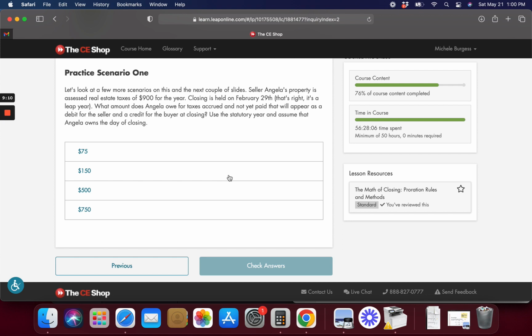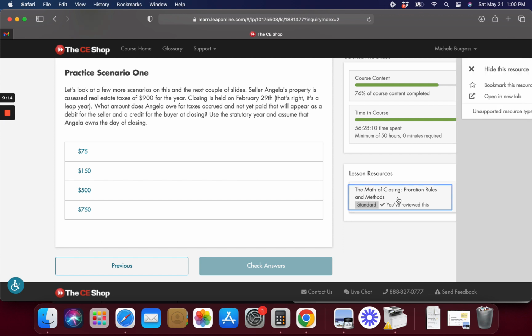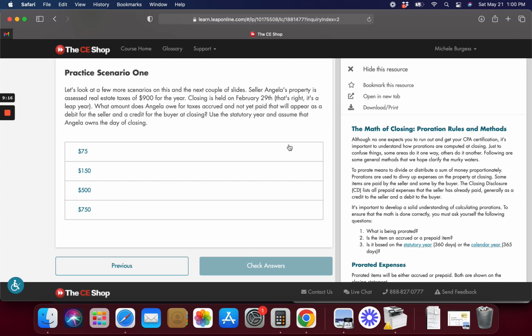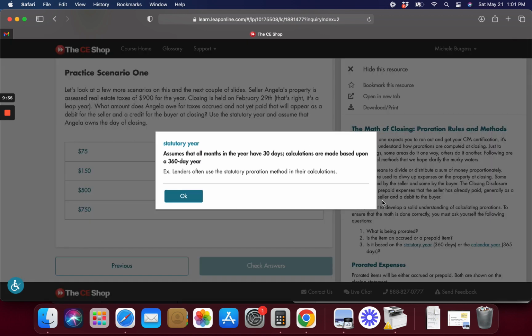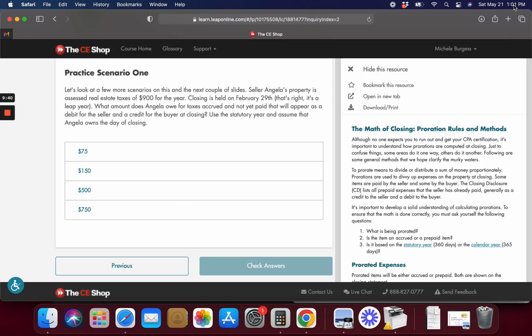Seller, Angela, is assessed real estate value of $900 per year. Closing is February 20. Oh, a leap year. Great. Really, let's make it more complicated, right? Angela owes for taxes accrued and not yet paid that will appear as a debit for the seller. Use the statutory year and assume that Angela owes. So I think they used to have a statutory calendar.